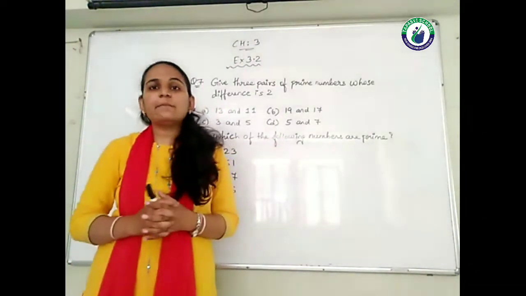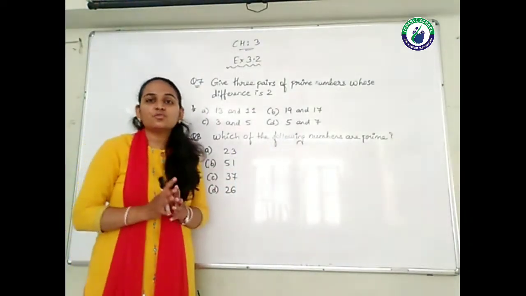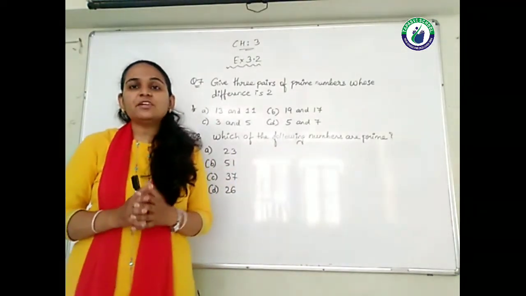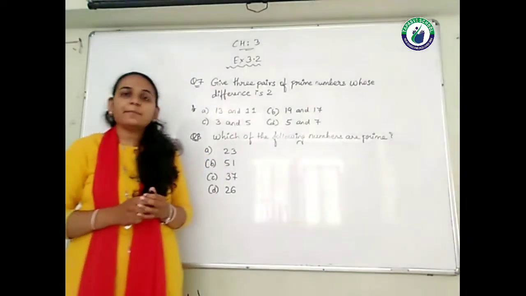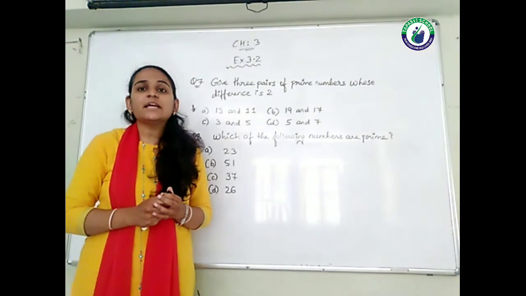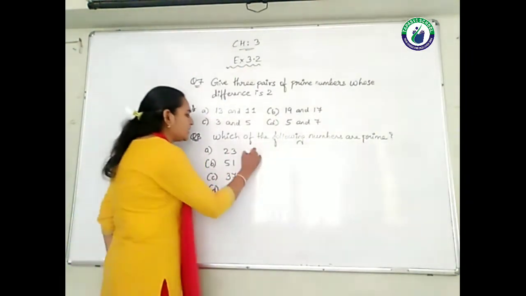Next question is, which of the following numbers are prime? That means there are 4 numbers, and we have to see which number is a prime number. So let's see here. 23. Is 23 a prime number? Yes, because 23 has only 2 factors, 1 and itself. So 23 is a prime number.